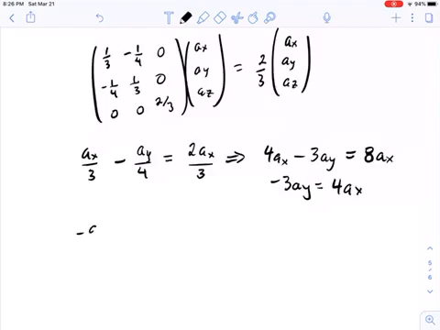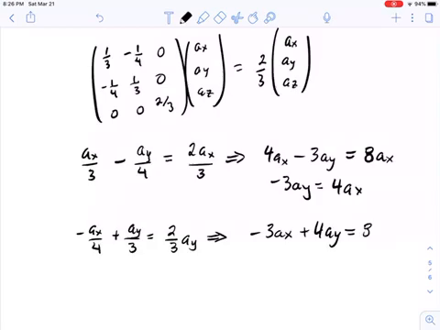So we have minus ax over 4 plus ay over 3 is equal to 2/3 ay. We'll do the usual multiplication by 12. Minus 3 ax plus 4 ay is equal to 8 ay. And so what does that mean? Minus 3 ax is equal to 4 ay. These two are now different.